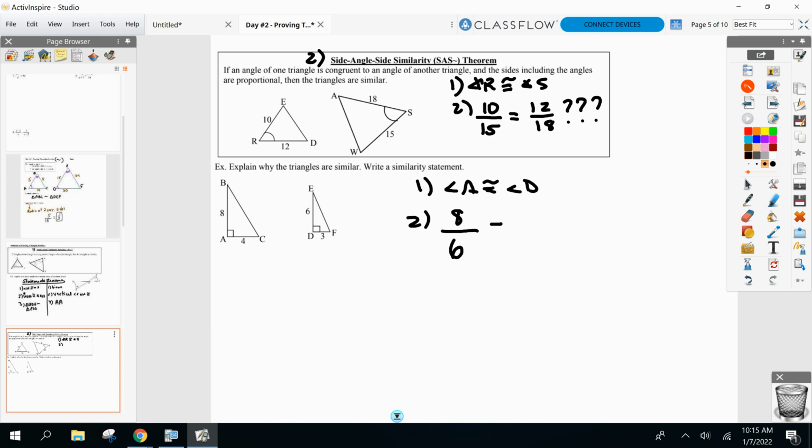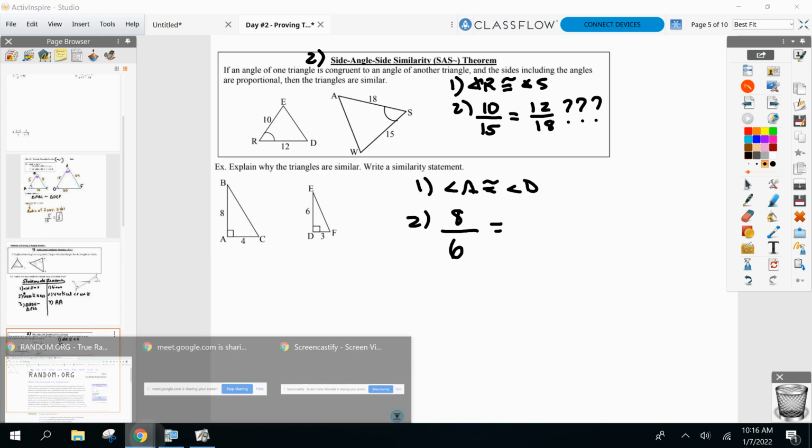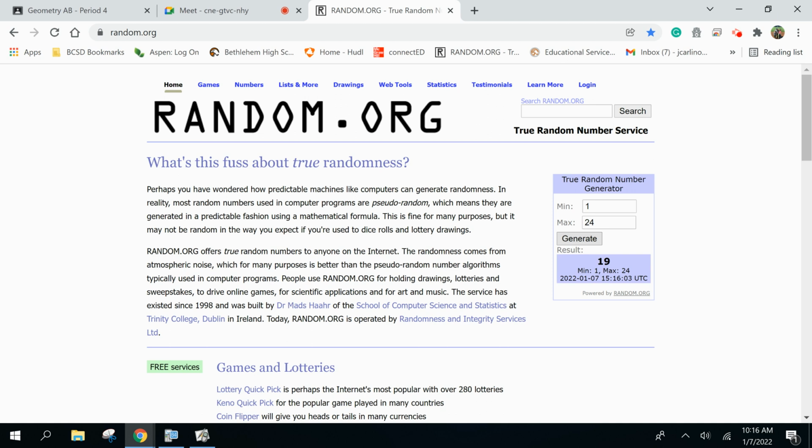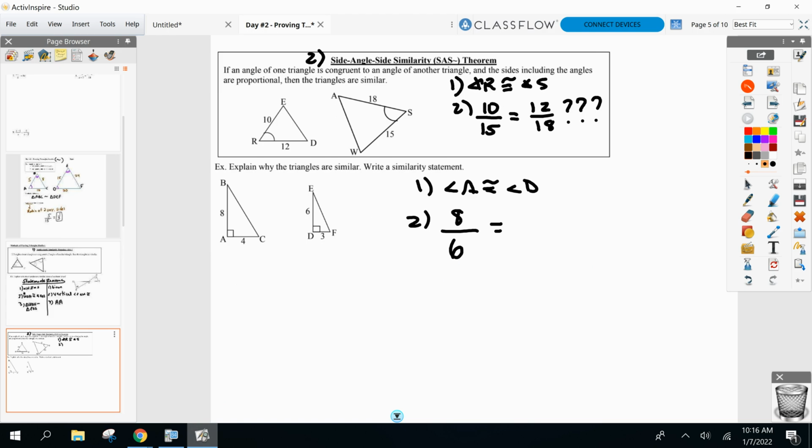Is 8 over 6 the same ratio as 19? Name another side in the triangle ABC. 4 over 3. I don't know. We can check though, right? We just showed how to check. 8 over 6, is it equal to 4 over 3? Good? Yes, it is. So guess what?